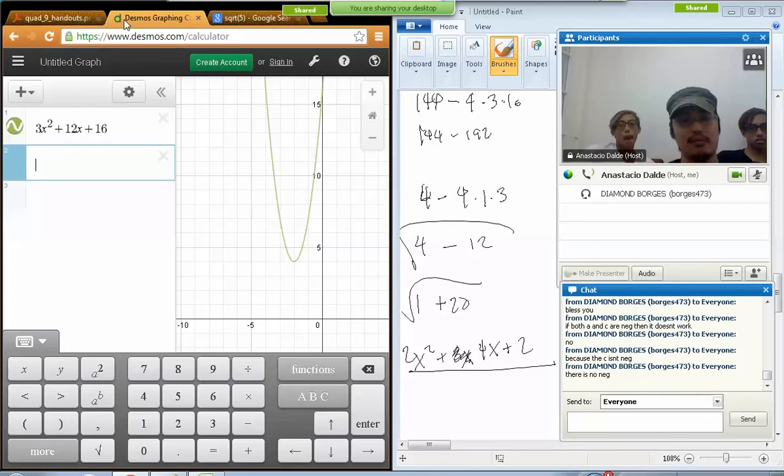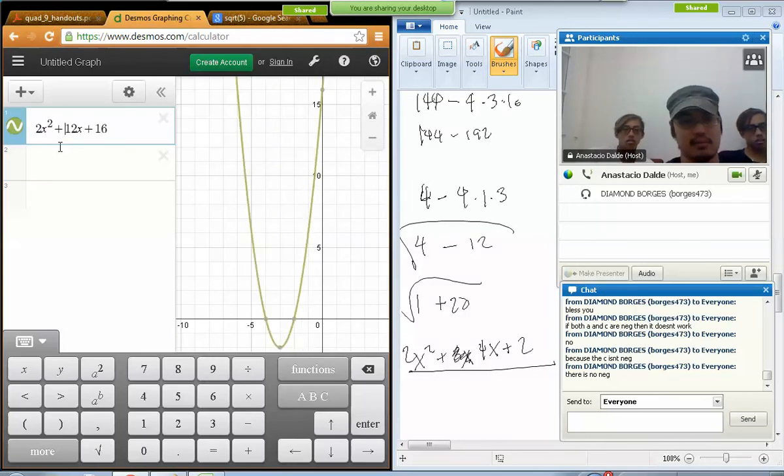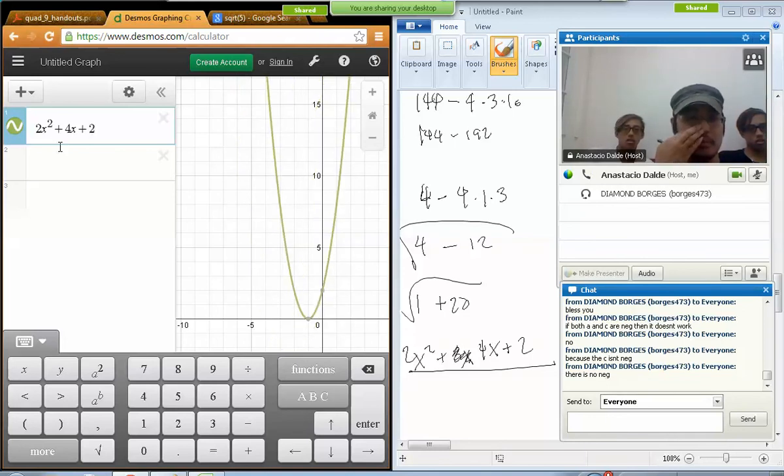Why don't we graph it? 2x squared plus 4x plus 2. How many answers are there? There's one. What's the deal? Did you guys try figuring out what the discriminant is, or did you just look at the signs?